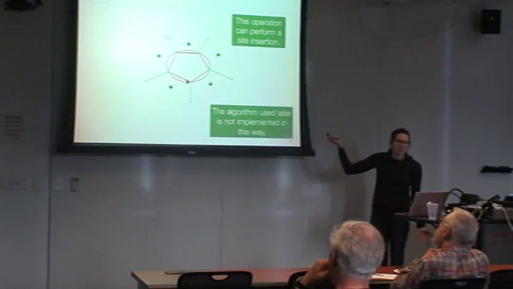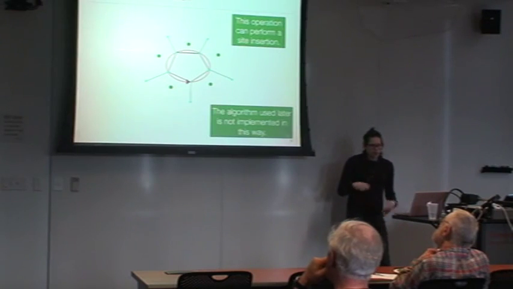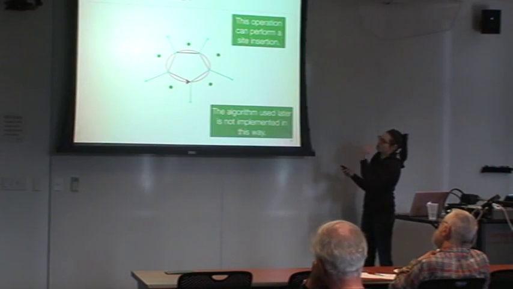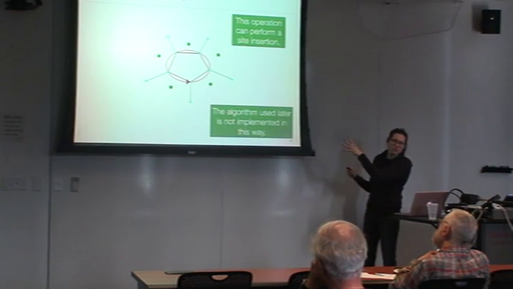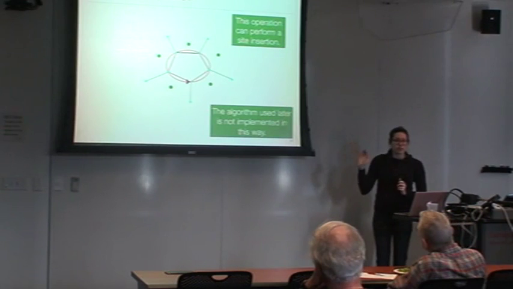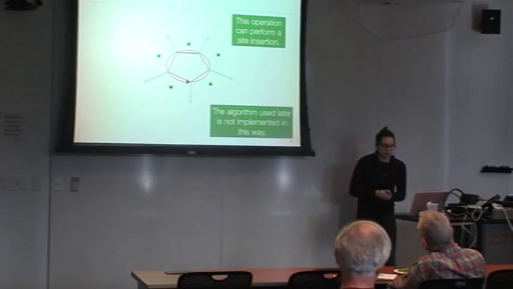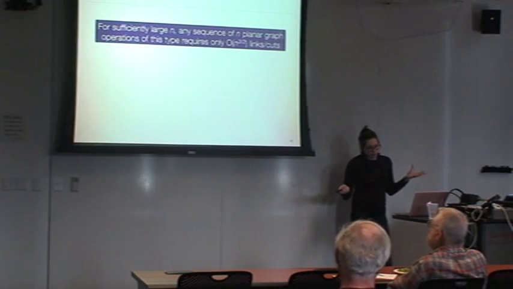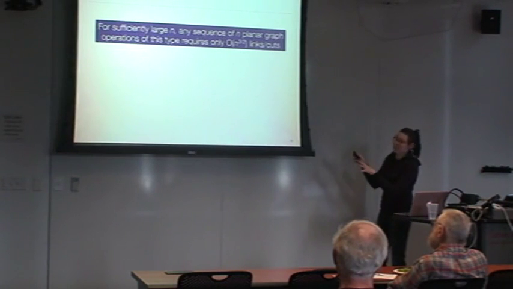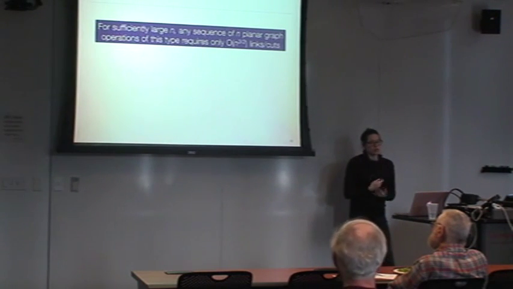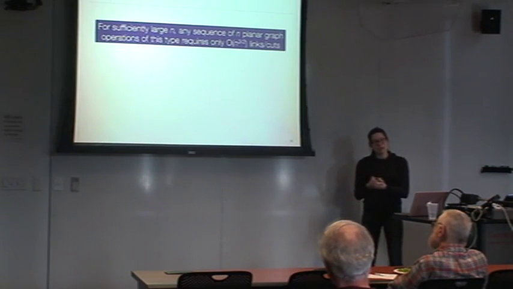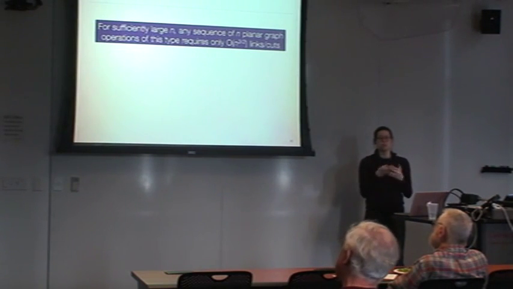Because it creates just a cell like this. And the algorithm that we actually have in the paper doesn't perform it exactly the way I've described, but I think the easiest way to describe it is with this semi-algorithmic explanation. So is the operation clear to everybody? Okay. Like I said earlier, our main result is that for any sufficiently large n, any sequence of n planar graph operations of this type, which has a specific name, requires n to the 3 halves links and cuts in total, which yields n to the 1 half amortized per insertion, because we're doing n insertions.